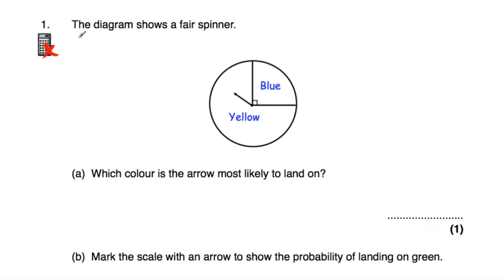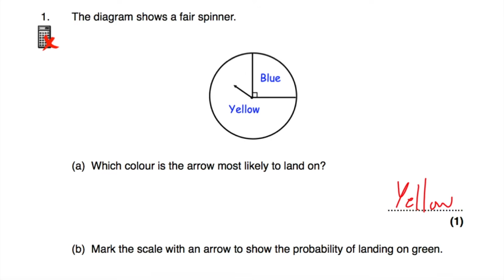Okay, let's have a look at our first question, question number 1. The diagram shows a fair spinner. So we've got here yellow and blue. Part A says which colour is the arrow most likely to land on. So if this arrow is spun, which colour is it most likely to land on? It's most likely to land on yellow rather than blue because, as you can see, this sector is a lot bigger than this one. So the answer would be yellow there.